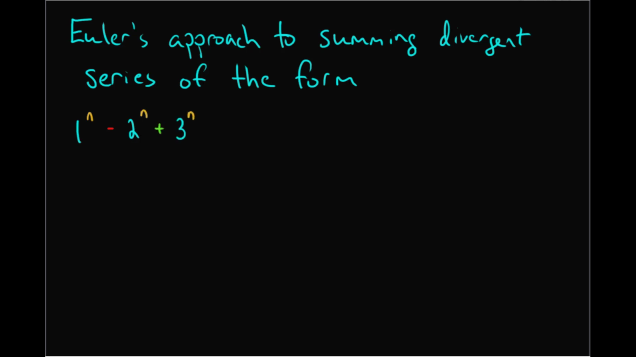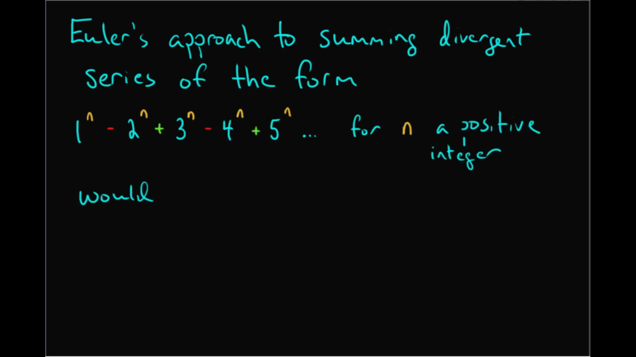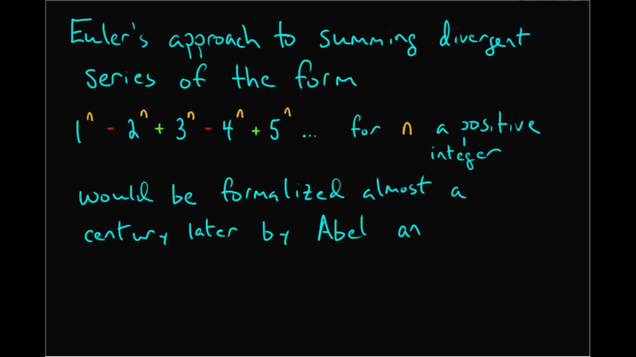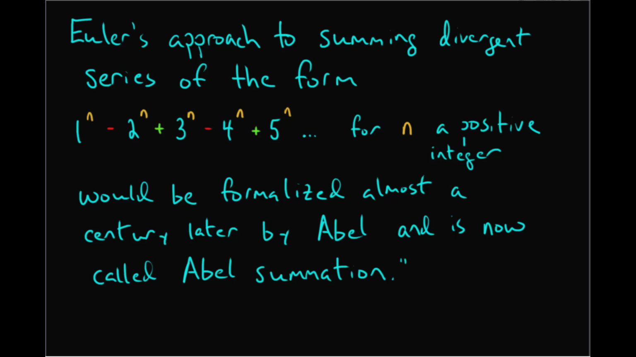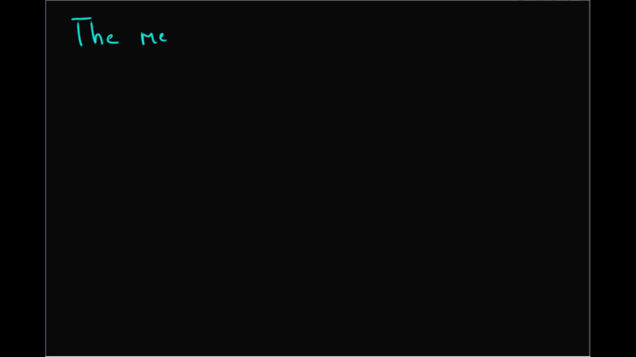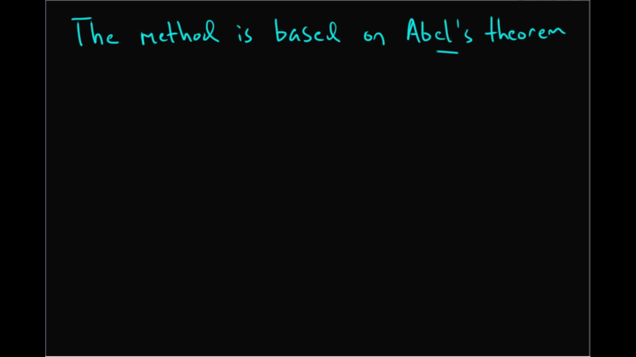Euler's approach to summing divergent series was more or less intuitive. So his method of summing series of the form 1 to the n minus 2 to the n plus 3 to the n minus 4 to the n and so on required some rigorous basis, which would be provided later on by Niels Henrik Abel. And so the method actually now takes his name, and it's known as Abel summation or the Abel summability method. And the summability method is based on an important theorem from analysis which Abel proved. We're not going to give the proof here, but I am going to state it.